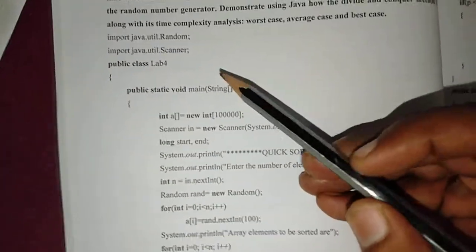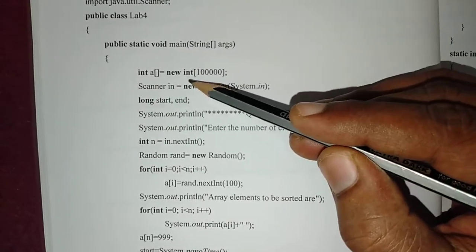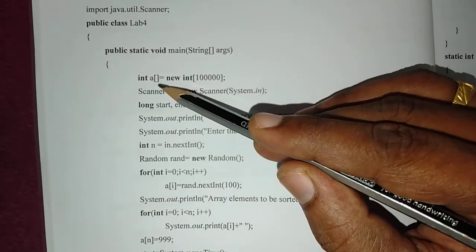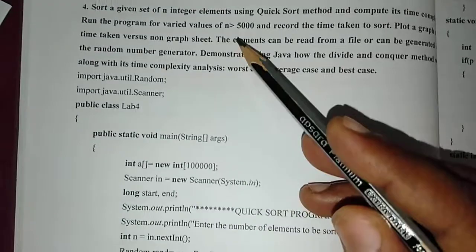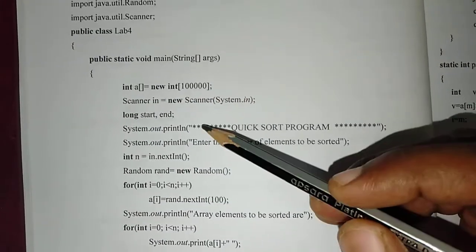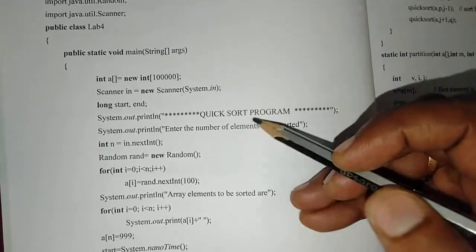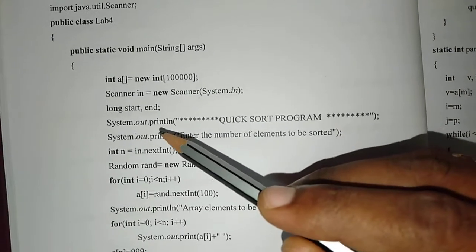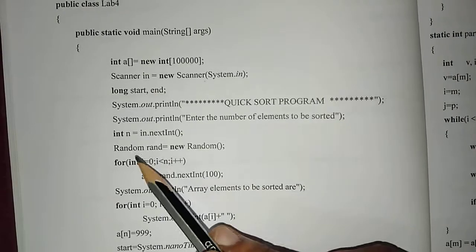Next, in this lab program, look at these libraries. Coming to the first statement, int a is the array to store the elements. N greater than 5000 is required, so the size is 10,000 or 1 lakh, which we have initialized. Then a new Scanner is created in order to read the user input. In this program, we mainly enter the number of elements to be sorted, that is n.